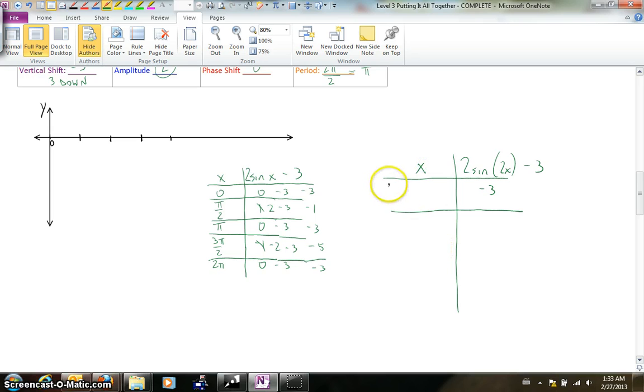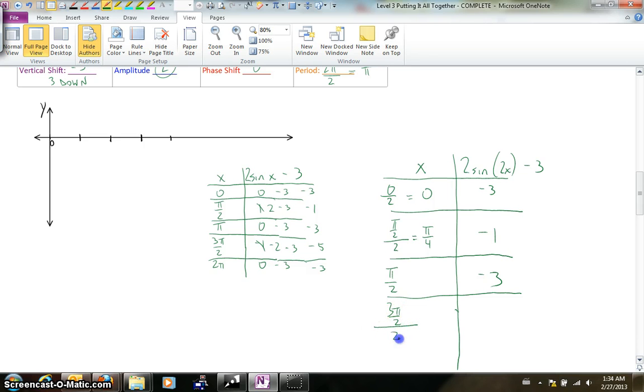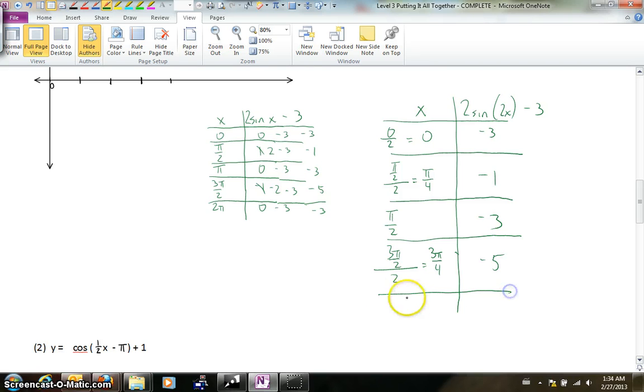Our x's, so we're going to take 0, divide it by the b, which was 2. So we still get 0. Now we'll take pi over 2, divide it by 2. After some fraction division, you'll find pi over 4. That leaves us with a -1 there. Then we have pi divided by 2, which is just pi over 2. Then we've got 3 pi over 2 divided by 2, and after some fraction division, you'll find that's 3 pi over 4. And finally, 2 pi divided by 2 is just pi, and so we're left with pi at -3.